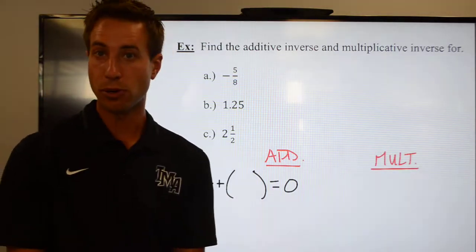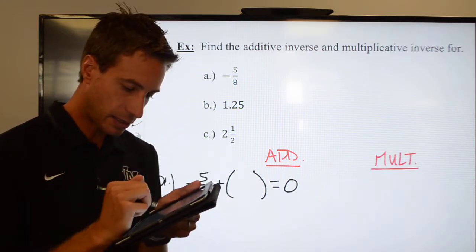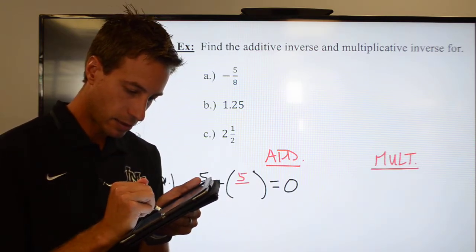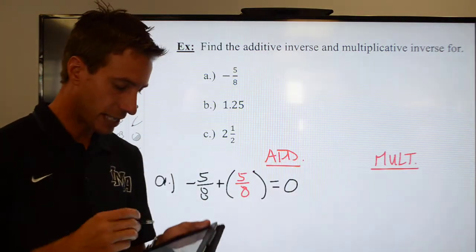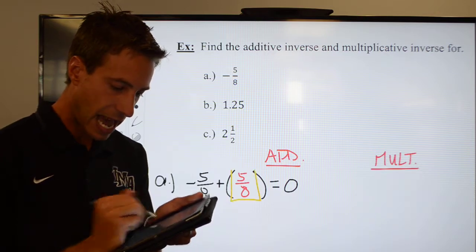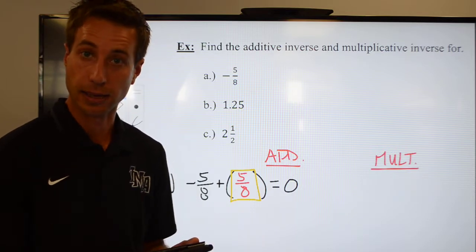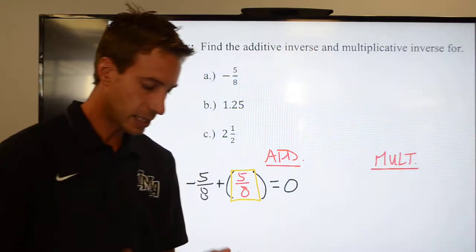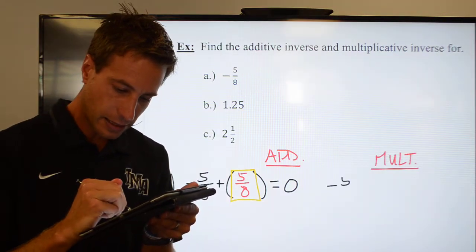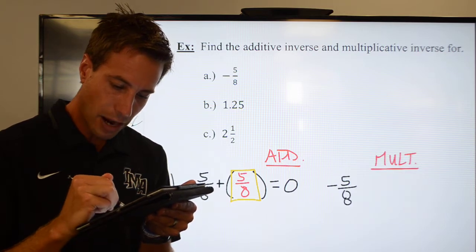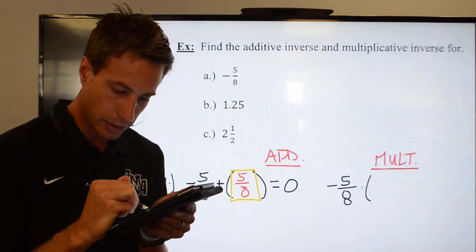Well, it should be pretty straightforward. If you have a negative 5/8, you would need to add a positive 5/8. Negative 5/8 plus 5/8 definitely gets me 0, and I have found my additive inverse. Right? Just the same number, opposite in sign. Pretty straightforward. To get the multiplicative inverse, again I have negative 5/8, and the property says I'm trying to figure out by what number do I need to multiply, and then I need a number here. Don't know what that number is yet.